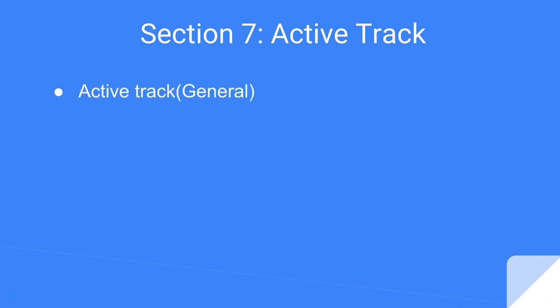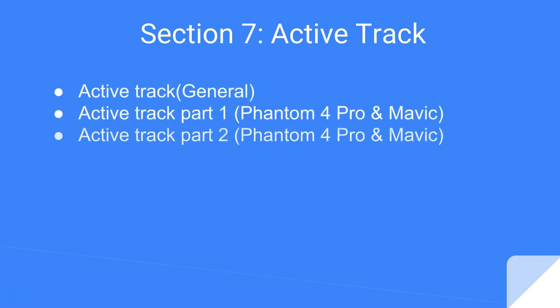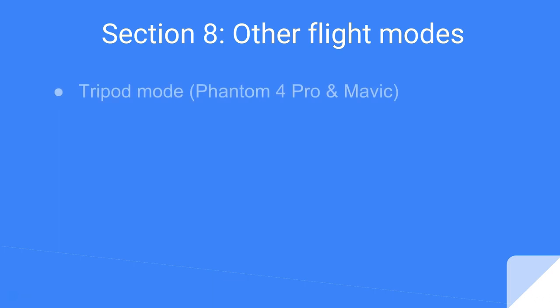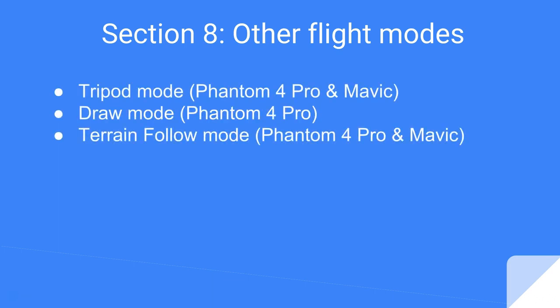Active track, a general lecture, then part 1 for the Phantom 4 Pro and Mavic, and part 2 for the Phantom 4 Pro and Mavic, as active track on the Phantom 4 Pro and Mavic is a little bit different to the Phantom 4, and then part 3. Section 8 covers other flight modes like tripod mode, draw mode, and terrain follow mode.